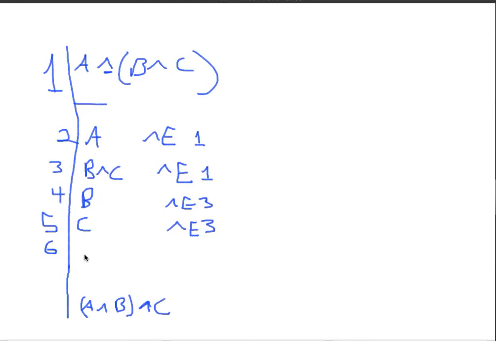So first we need to get together A and B. So we do A and B by conjunction introduction. And I have to cite 2 lines here, so I cite line 2, because that's where we have the A, and line 4, which is where we have the B. And then I can get to this last step by conjunction introduction, citing line 6, and then adding on C.